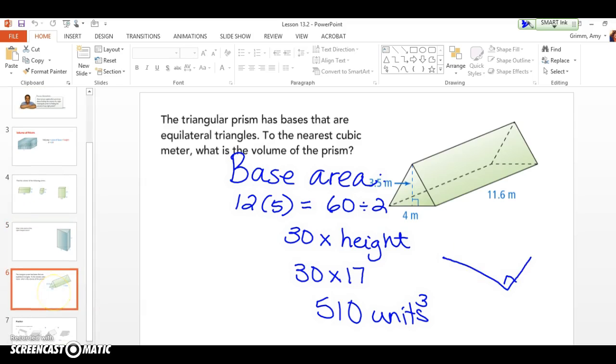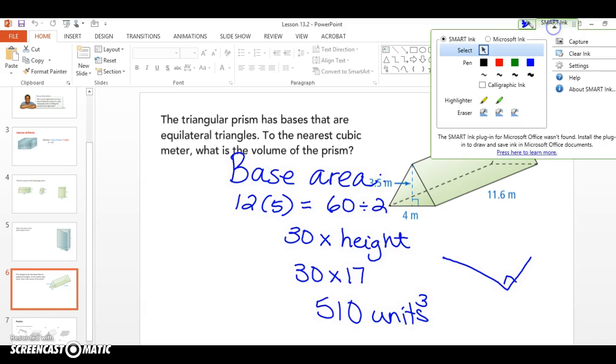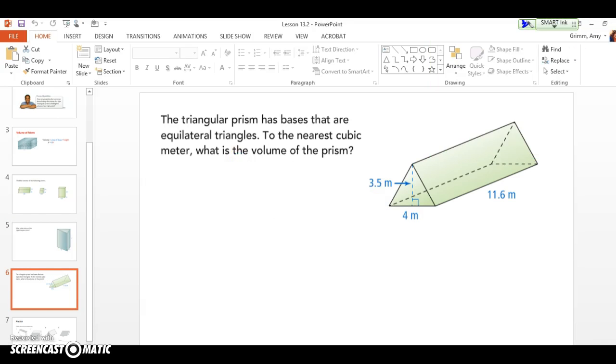All right, what happens when it's turned on its side? Okay, so this right here, you cannot use the base that it's sitting on. You would say, oh, the base is a 4 by 11.6, but the bases have to match. That's probably the easiest way to think about it. So when you're working with a rectangular prism, like a box, do you always have sets that match?